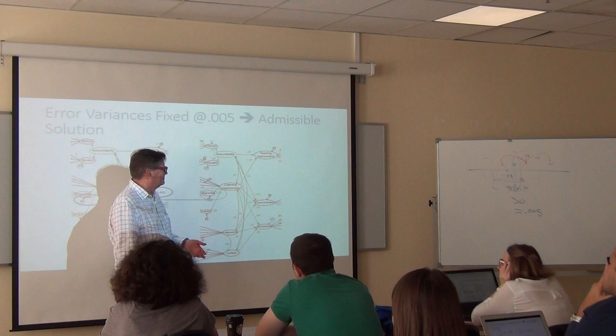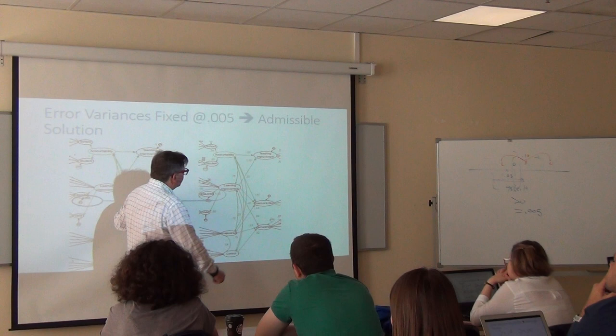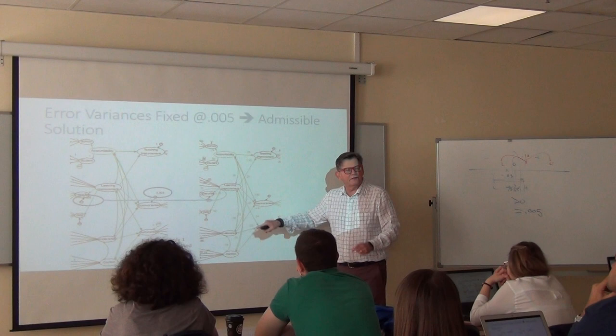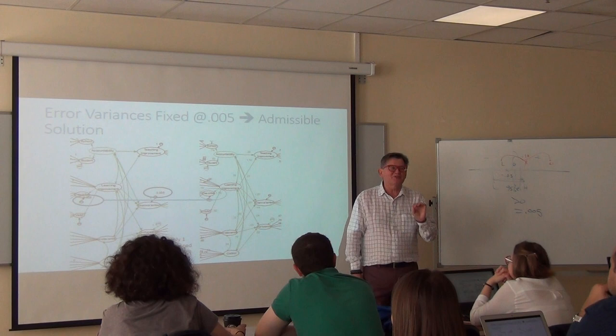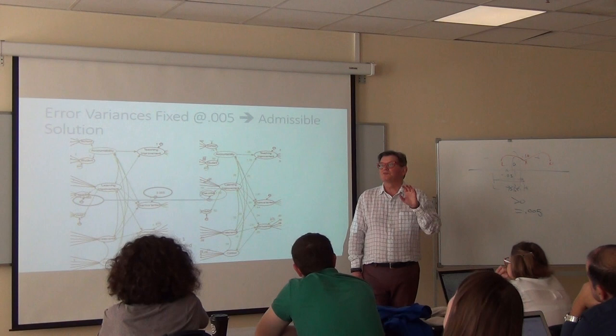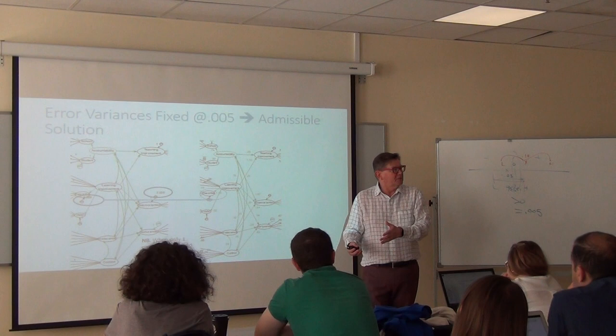And we fix this here, and suddenly this is okay too. But when you see 1.67, you know, maybe this is wrong. Yes, it solves, but maybe it's wrong, right? So just because a model solves doesn't mean it's right. It just means it's admissible, it's legal, but it's not necessarily good.